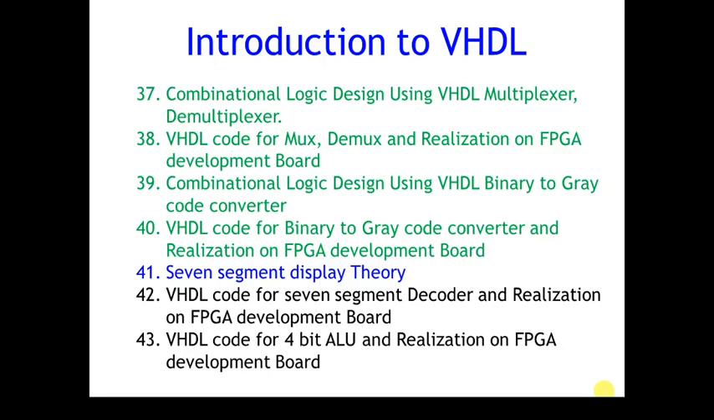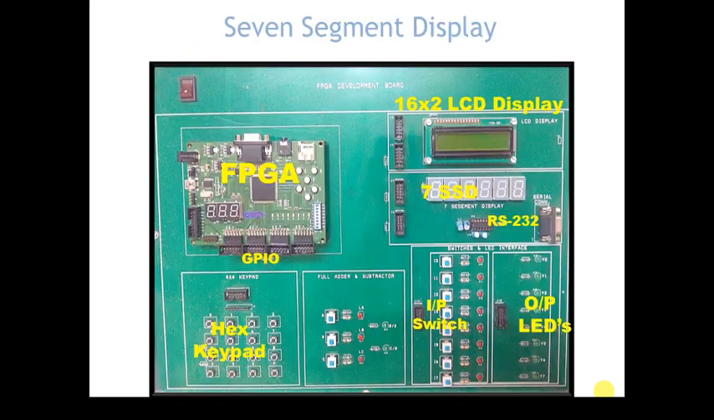So today we are going to see the next example, a 7 segment display. We'll try to understand the theory of the 7 segment display and write a VHDL code for it, to display on the 7 segment displays available on our development board.